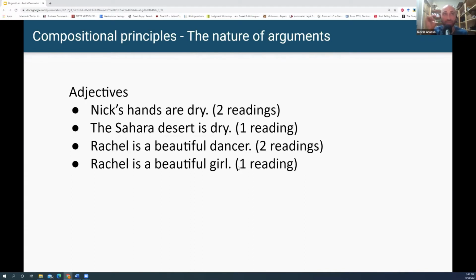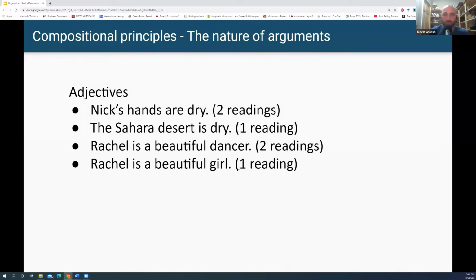If you contrast that with the Sahara Desert is dry, right? The Sahara Desert is dry does not have the reading where it means it's currently at this time not wet, right? It means that in general it's dry. It's a very dry place, right? It's saying that the desert has a property of dryness, right? Just like Nick's hands are notoriously dry, right? That's the idea.